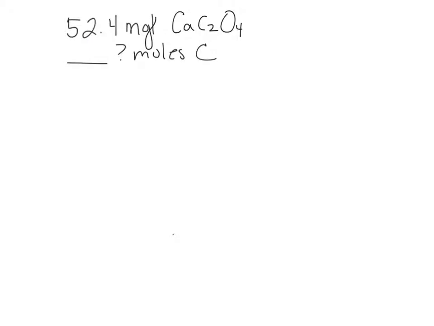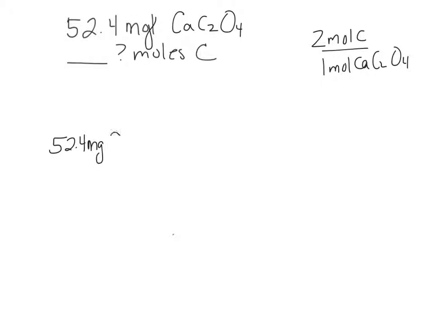Okay, so we're given 52.4 milligrams of calcium oxalate, and we want to know how many moles of carbon. Well, if we look at the chemical formula, we know that there's 2 moles of carbon for every 1 mole of calcium oxalate. So in order to answer this question, we need to know how many moles of calcium oxalate we have. And in order to find the number of moles of calcium oxalate, we're starting with a mass. We're going to have to use our molar mass. So we're going to start with 52.4 milligrams of calcium oxalate. So be careful, that says milligrams. So before I can do anything, I need to switch that to grams.